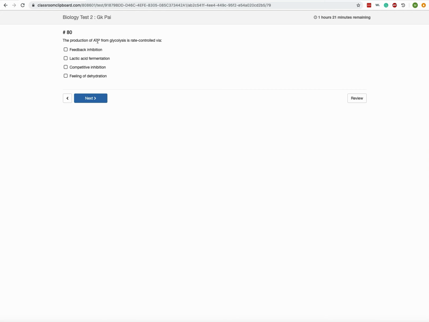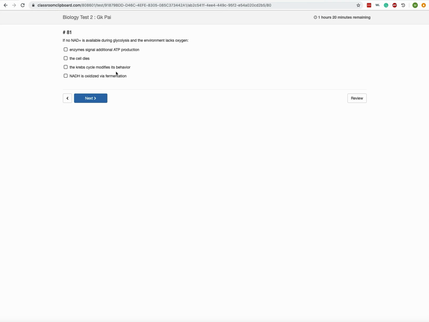The production of ATP from glycolysis is rate controlled via feedback inhibition. So when we have a lot of ATP, that slows down glycolysis. So yeah, we don't continuously produce energy that we don't need. So the product actually inhibits the original reaction.